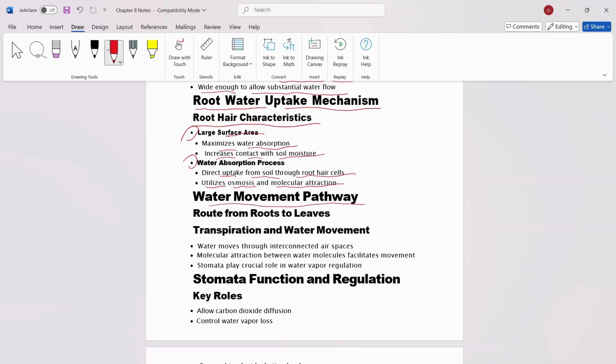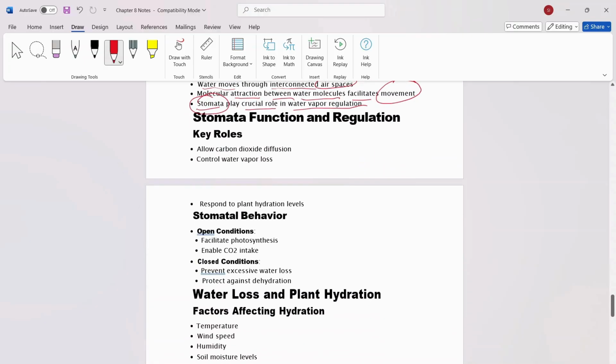Water movement pathway, from roots to leaves. Transpiration and water movement: water moves through interconnected air spaces. Molecular attraction between water molecules facilitates movement. Stomata play a crucial role in water vapor regulation. Let's talk about stomata, functions and regulation. Key roles: allows carbon dioxide diffusion, controls water vapor loss, responds to plant hydration levels.